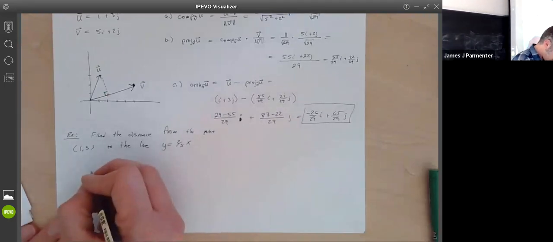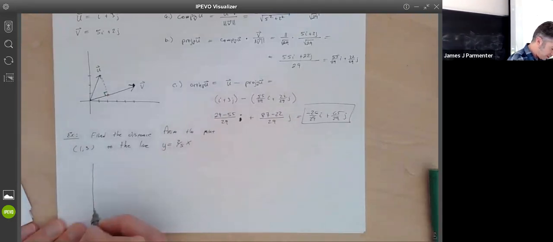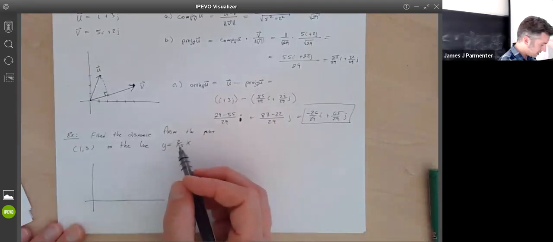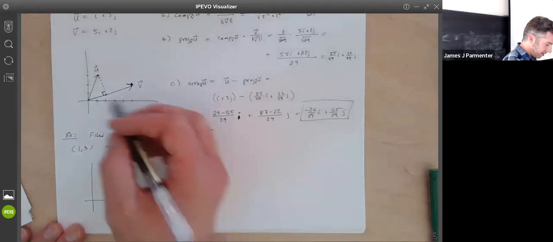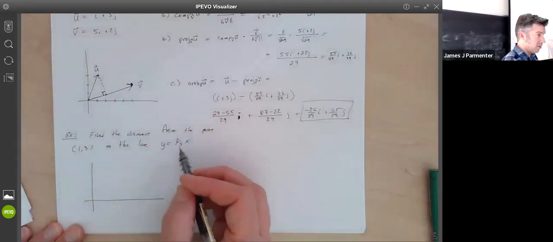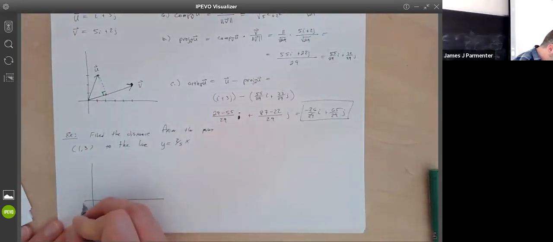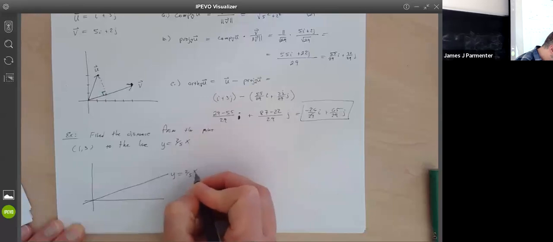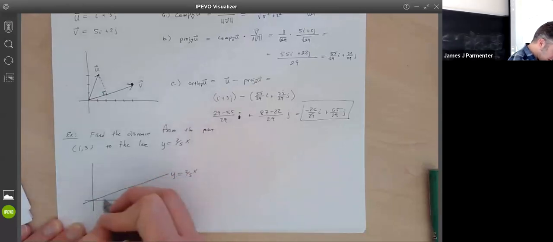Notably, I picked points at what we have. This line y equals 2/5 x is the line that this vector is in, right? I've gone over 5 and up 2. This line, you're going over 5 and up 2. There's my y equals 2/5 x. And here's my point (1, 3).